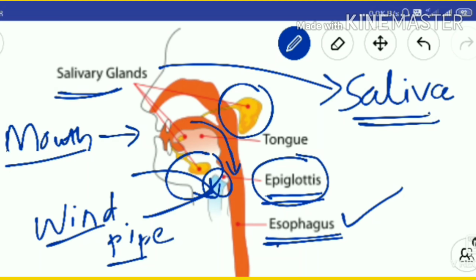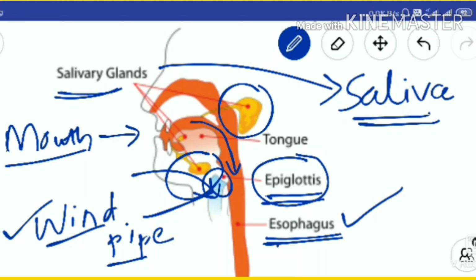So epiglottis is a thin flap that covers the windpipe when food enters into the esophagus, and the same epiglottis covers the esophagus when we breathe in, so that the air can pass easily through the windpipe.